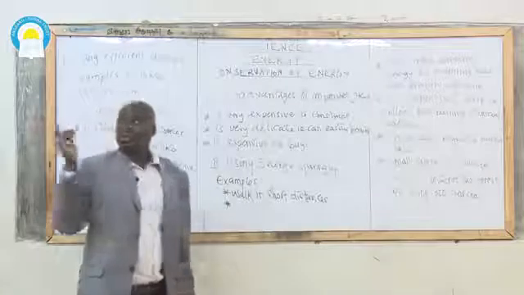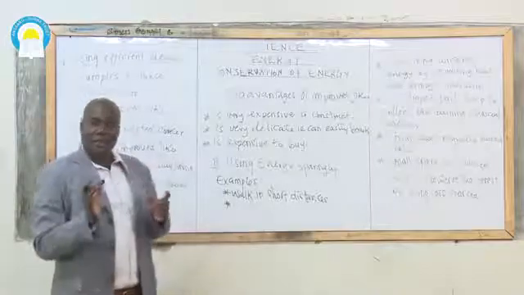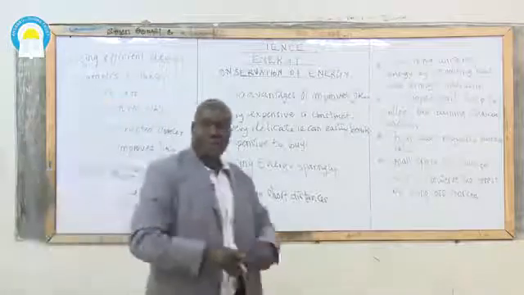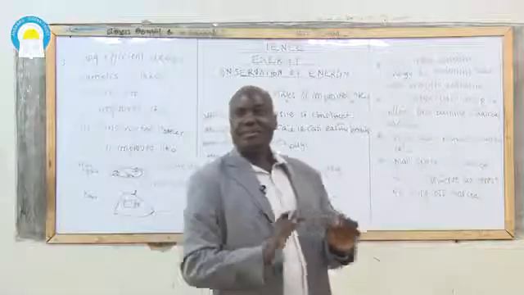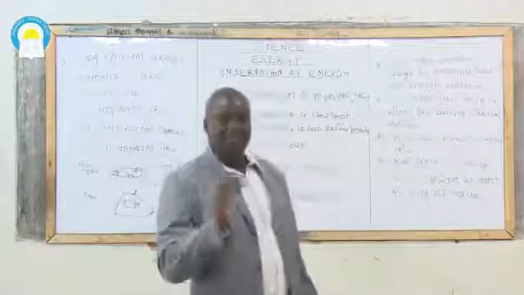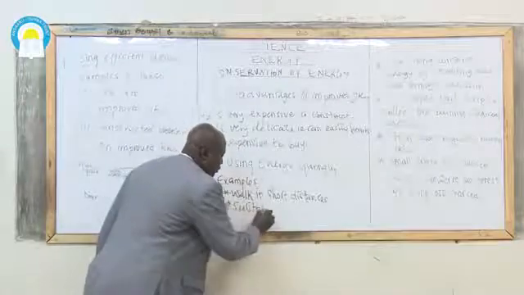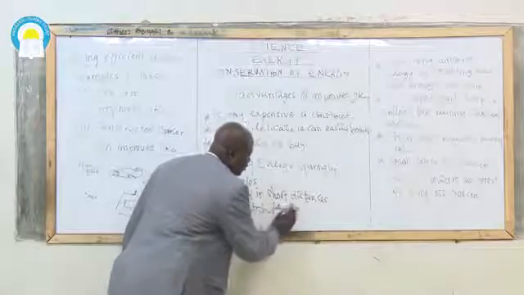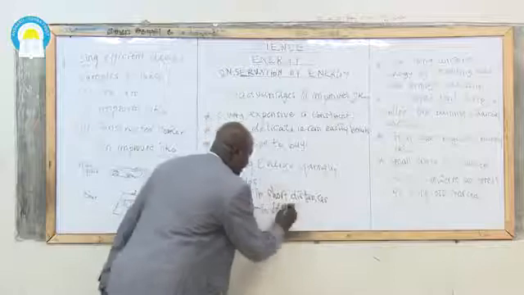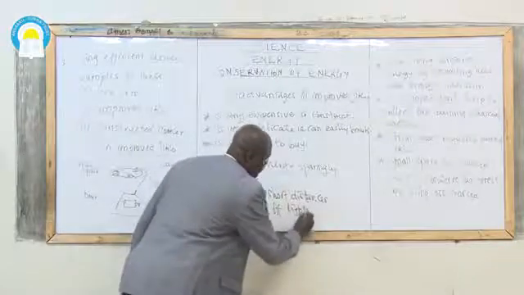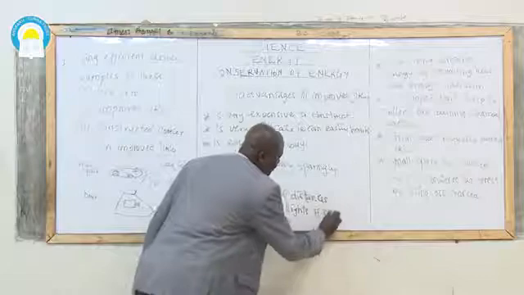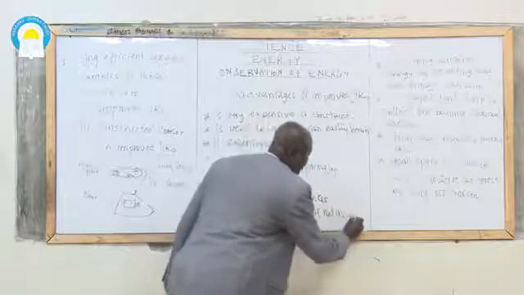Next one, you switch off the lights if no one is using that room. For example, at night, if nobody is using the light, you switch off to conserve that energy. So switch off lights if not in use.